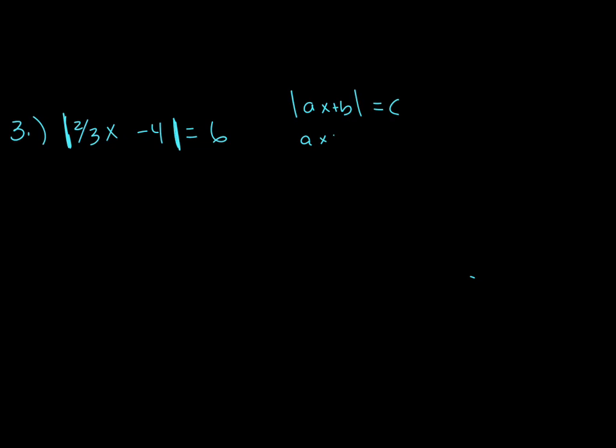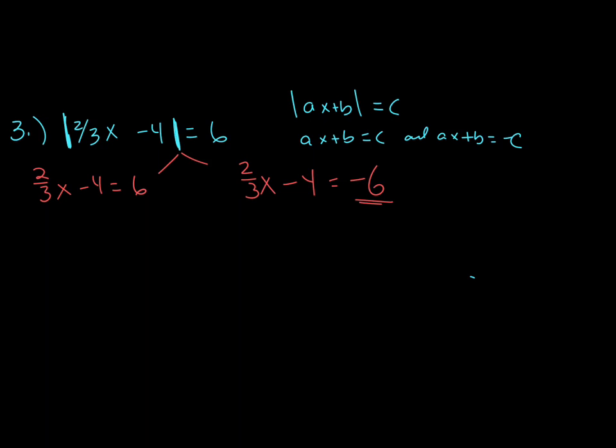It says you write it once, don't change a thing. You write it twice, and the only thing you change is after the equal sign, you make it the opposite. Alright, so I'm going to write it twice. Once, I don't change a thing: 2/3 x minus 4 equals 6. The second time I write it, 2/3 x minus 4. See how I did not change the minus 4? Equals negative 6. That's the change.